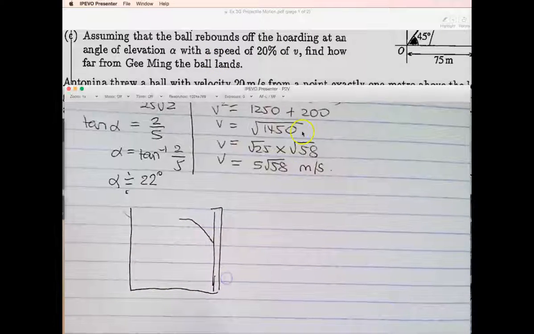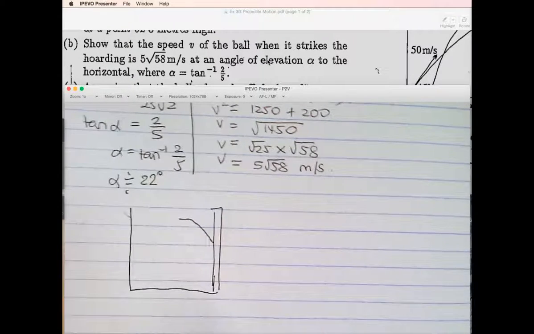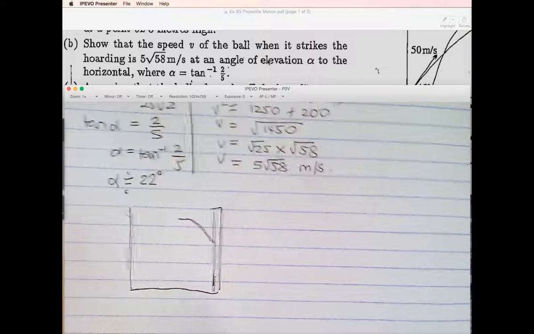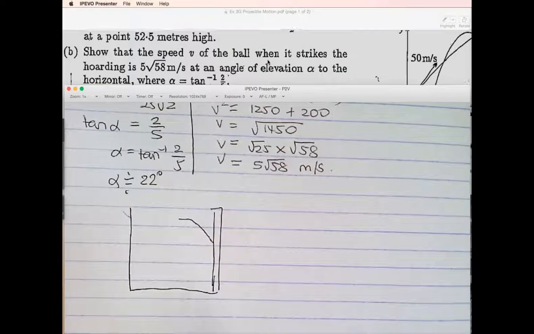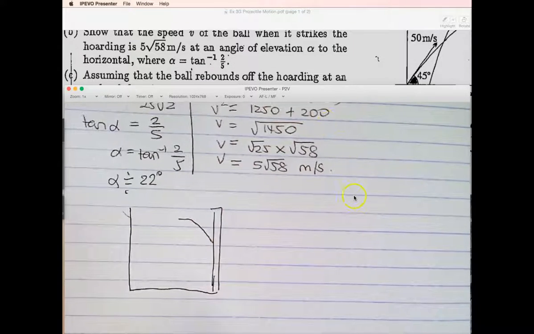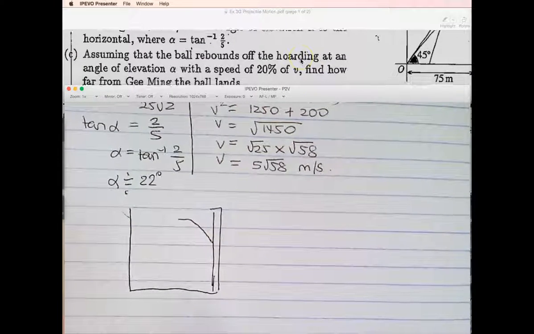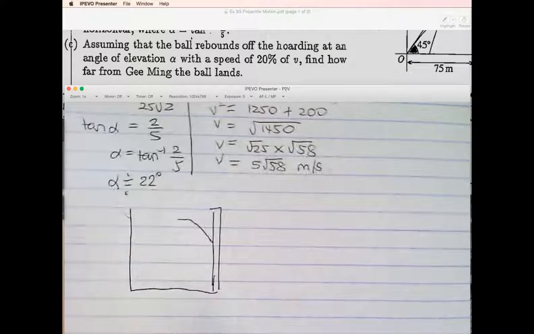I think we need to go to part B. I think it's 20% of the 5 root 58. I think they need to be more specific. Show that the speed V of the ball when it strikes the boarding. Okay. So it's 20% of the 5 root 58. Now, they should look in the HSC to make sure that there's no confusion. That gets read over again and again, and it would be specific that it rebounds with 20% of the speed at which it hits the board.